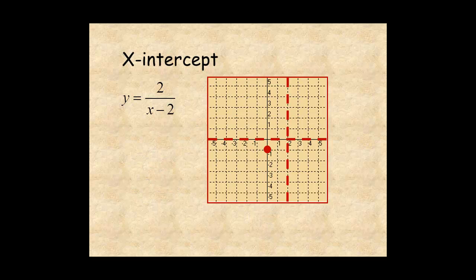The x-intercept is the zero of the numerator. Since the numerator is a constant, it can never be 0, and there is no x-intercept for this function.